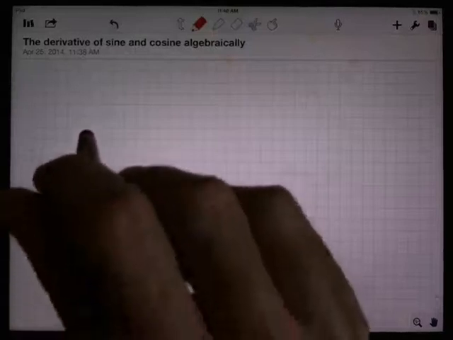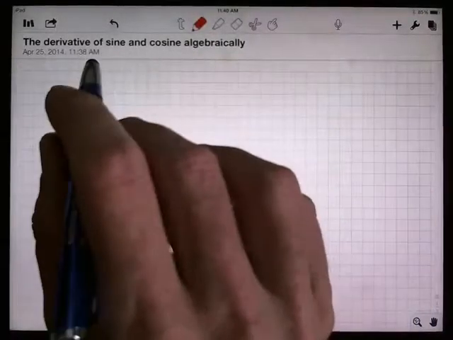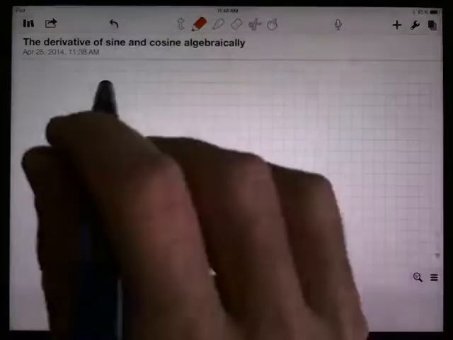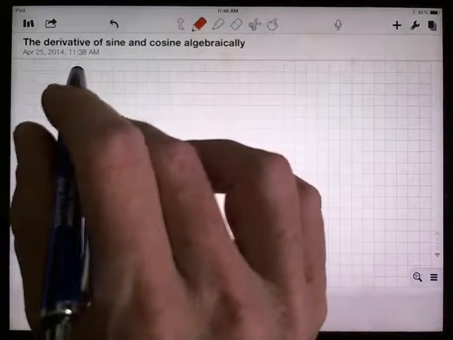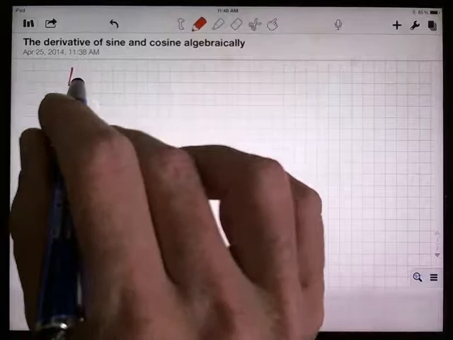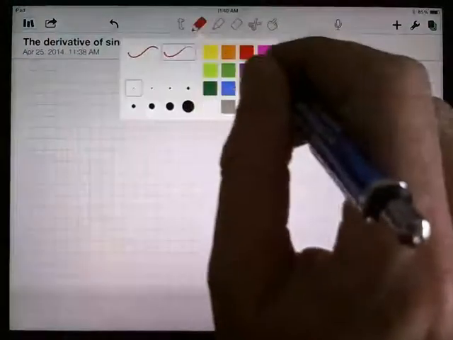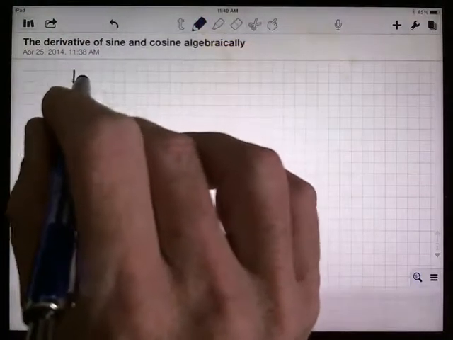All right, I want to take a look at the derivative of the sine and the cosine and do it algebraically. There's a couple of things I need to remind you of, or maybe remind you of one and teach you the next. But back at the beginning of the quarter, we were looking at limits.